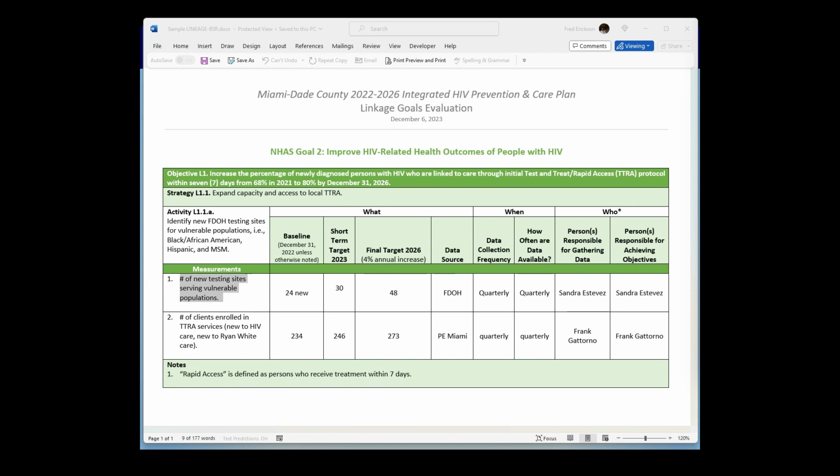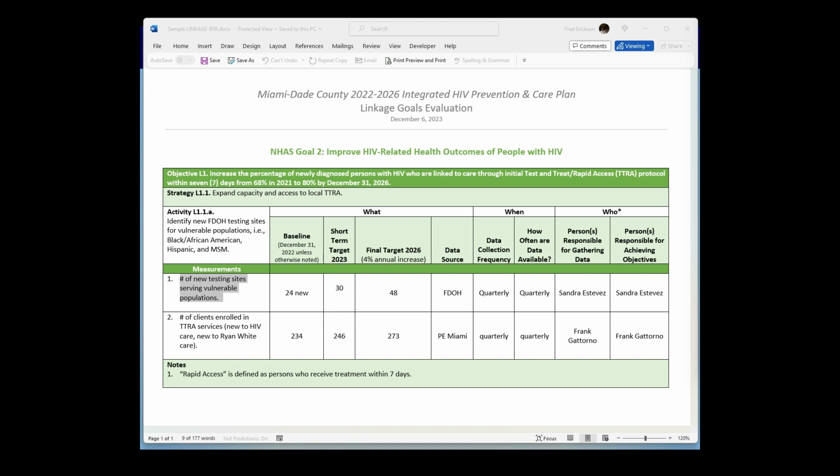The question is, what value does that activity, where it says activity L1.1a, add to the plan if the measurements are truly the activities? Which makes sense: increase the number of testing sites serving vulnerable populations from 24 to 48 would be the definition of the activity, which makes perfect sense to me. But what does that text at the activity level add other than maybe just a note in the objective?